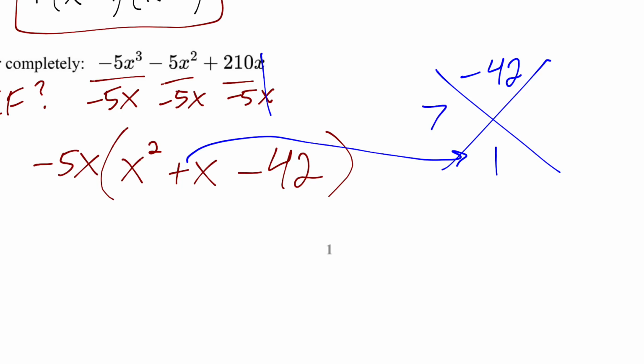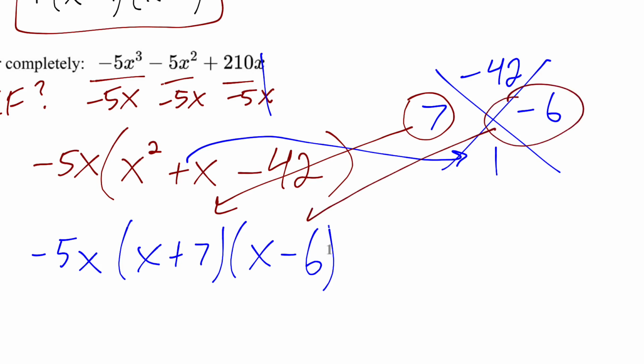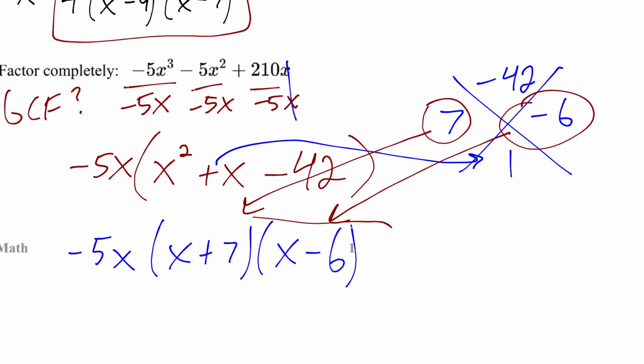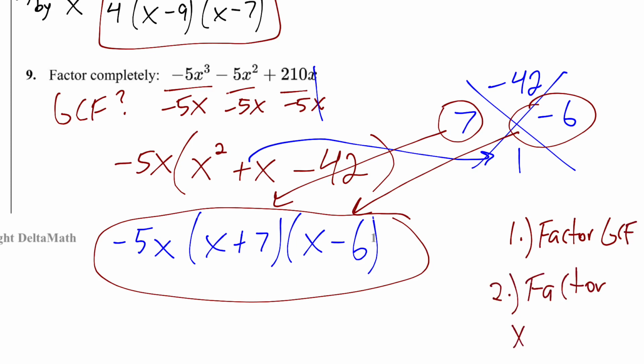My two values here are 7 and negative 6. So I'm going to rewrite this as negative 5x times x plus 7 times x minus 6. So the 7 shows up over here, and the minus 6 shows up over there. And this is my final answer. So notice my two steps. One is I factored out a GCF first, and then two, I factor with the x method. We did both of these things separately, but now you have to do two in the same problem.